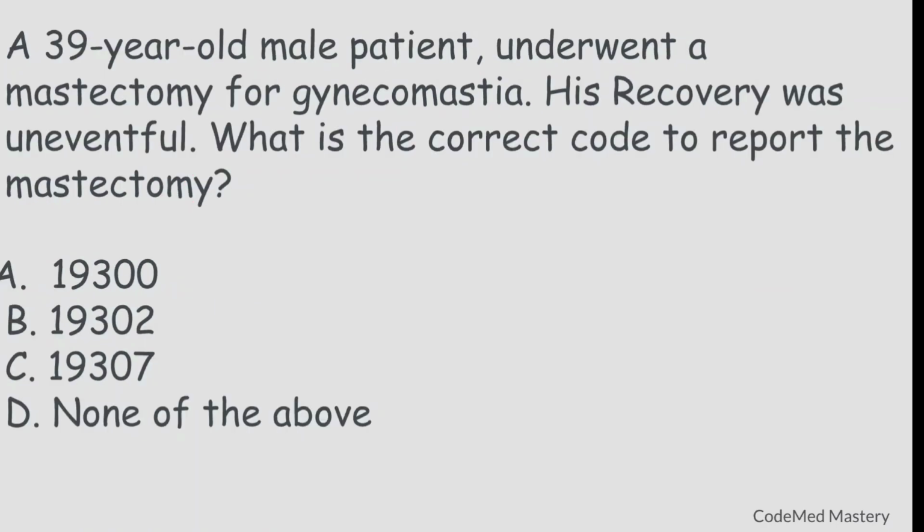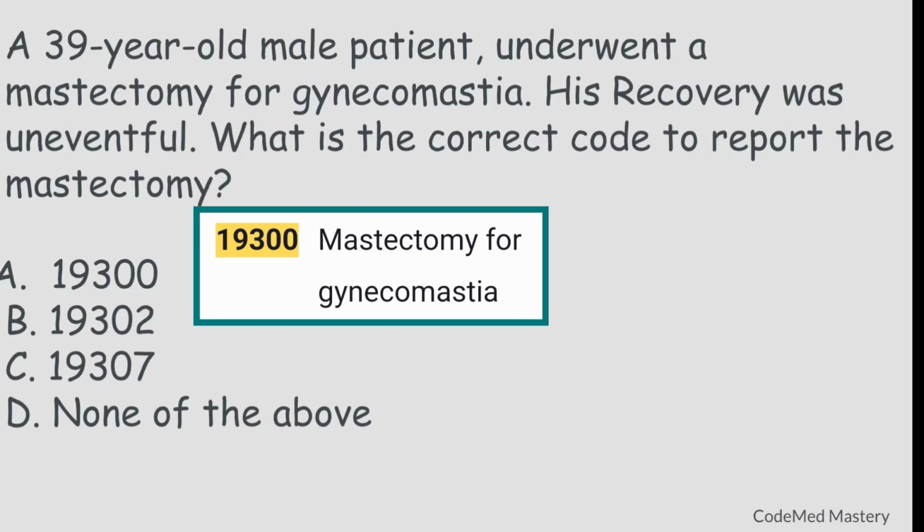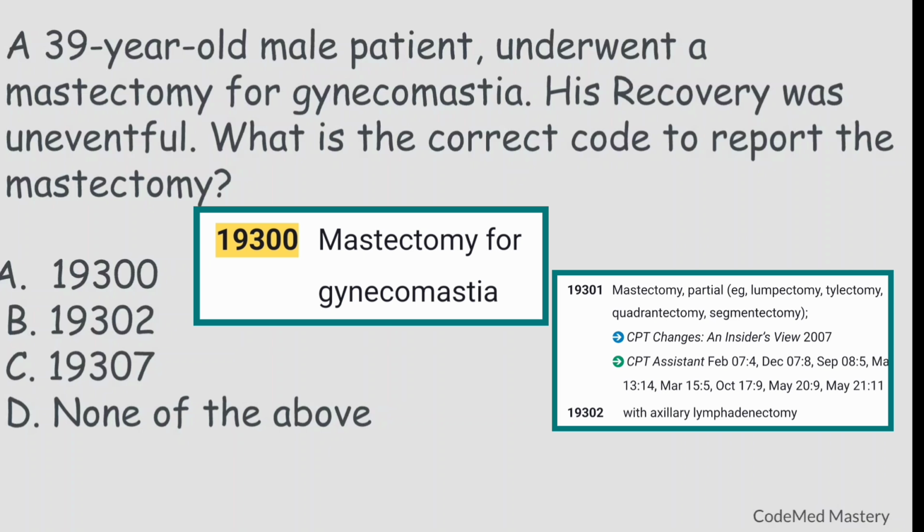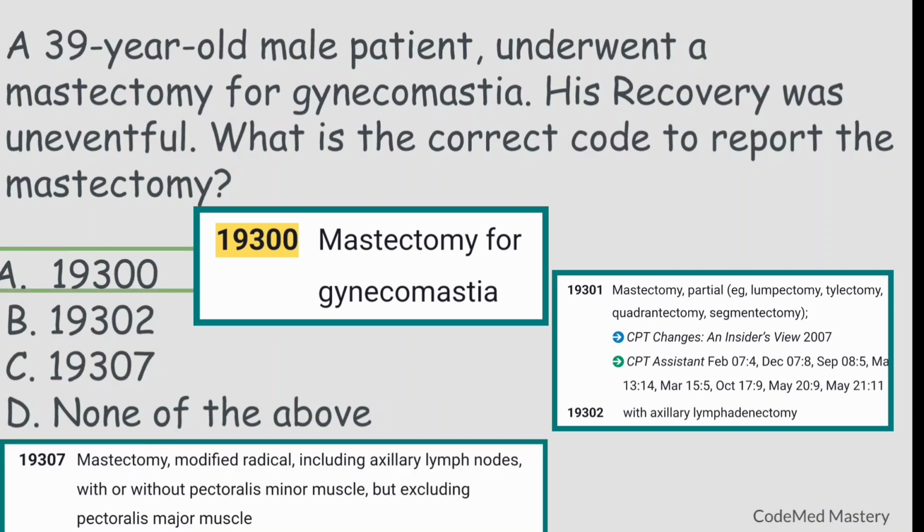Read the question. A 39-year-old male patient underwent a mastectomy for gynecomastia. His recovery was uneventful. What is the correct code to report the mastectomy? Let us check the options. Check option A 19300, that is for mastectomy for gynecomastia. And option B 19302 is for mastectomy partial with axillary lymphadenectomy. And option C 19307 is for mastectomy modified radical including axillary lymph nodes with or without pectoralis minor muscle but excluding pectoralis major muscle. And option D is none of the above.